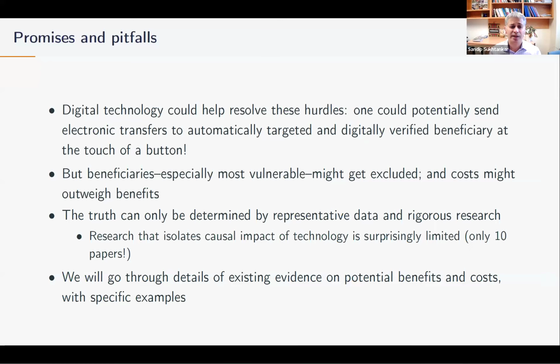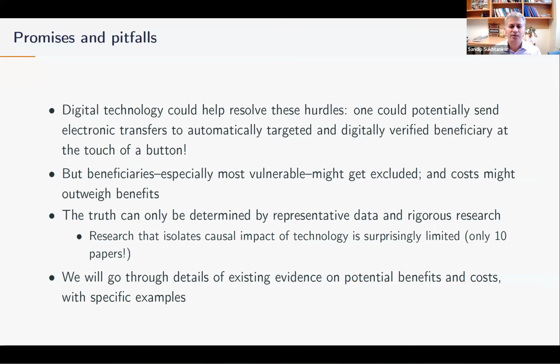And then, of course, there's the cost of building this public infrastructure, right? Just as you pay a lot of startup costs to build roads and railways, you pay a lot of startup costs to build up a digital ID system, to build up a public infrastructure capable of delivering electronic benefit transfers.